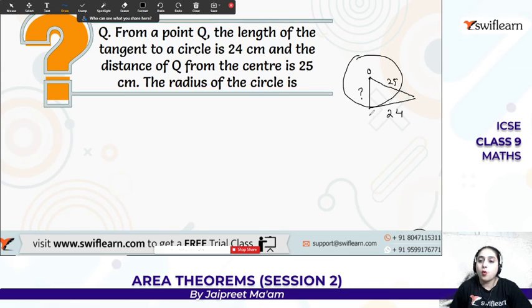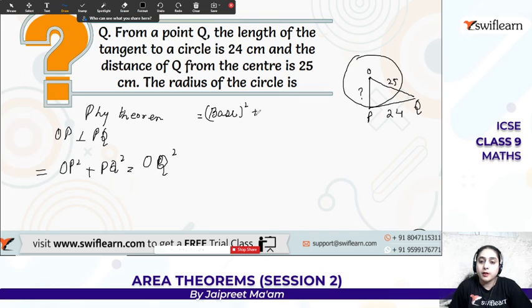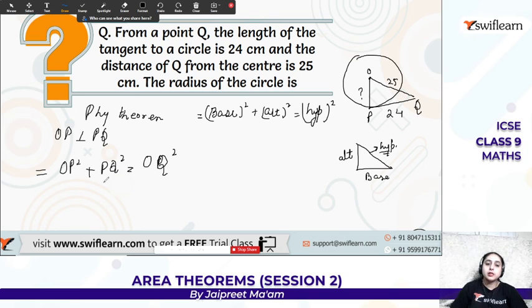For example, I am keeping the triangle OPQ. Again we will use the Pythagoras theorem. According to the Pythagoras theorem, OP is perpendicular to PQ. Now we have to find the unknown length of the triangle, and for that we use the Pythagoras theorem. The Pythagoras theorem is: base square plus altitude square is equal to hypotenuse square. This is the base, this is the altitude, and this is the hypotenuse. We use Pythagoras to find the unknown length, remember it.